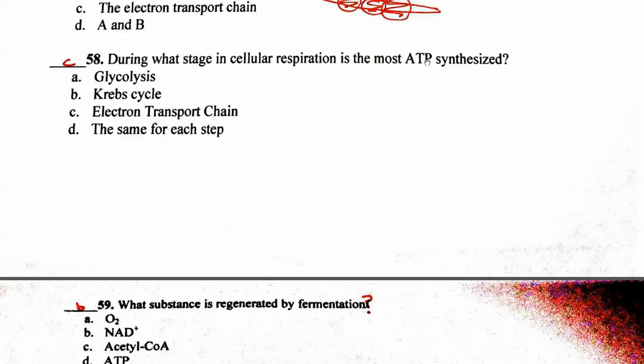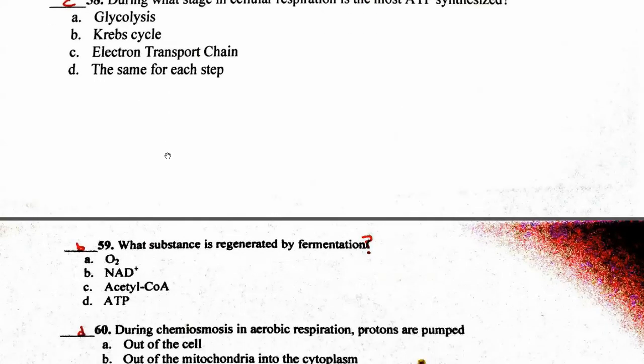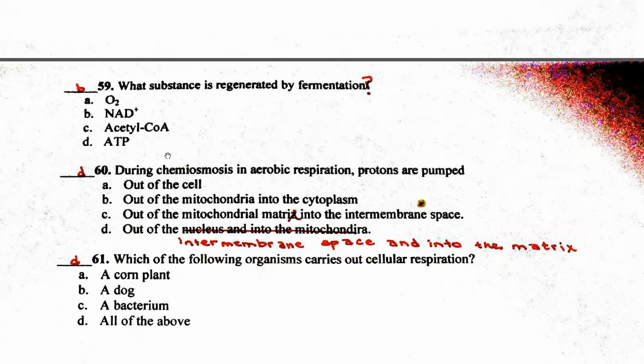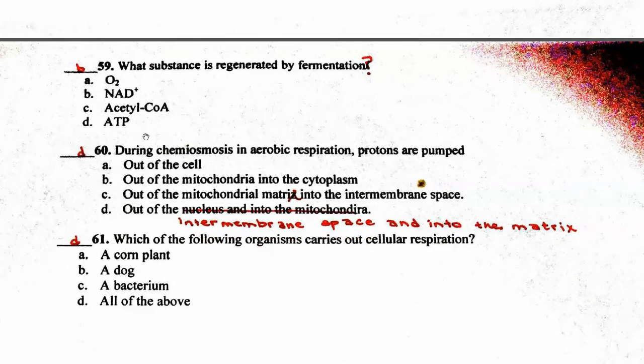During what stage is the most ATP synthesized? Electron transport chain. What substance is regenerated by fermentation? NAD+. It's the whole point of fermentation, to get NAD+ back from NADH.